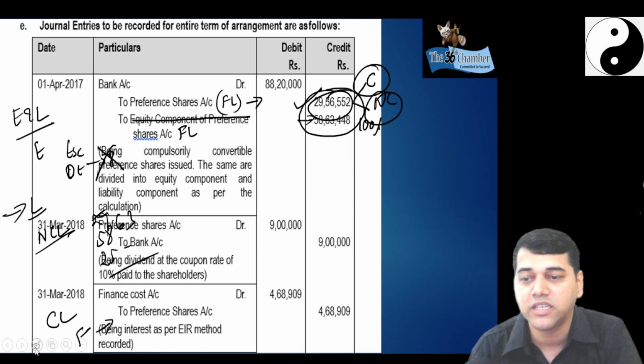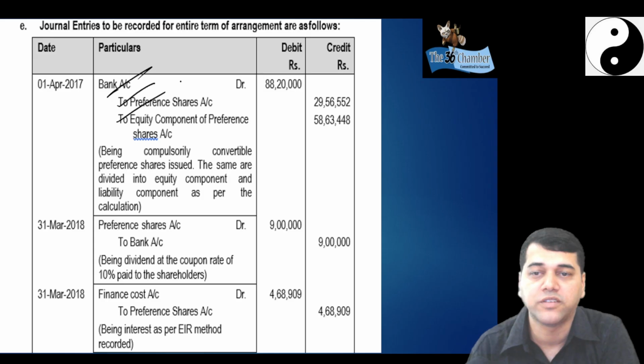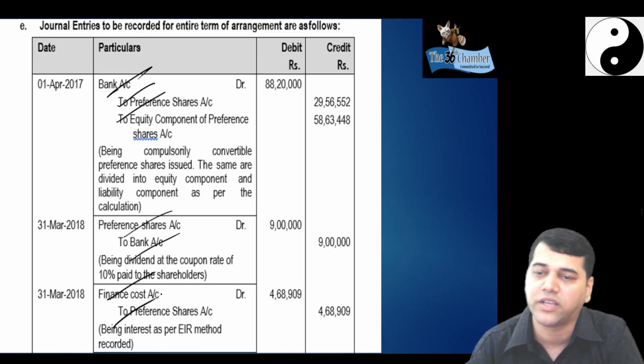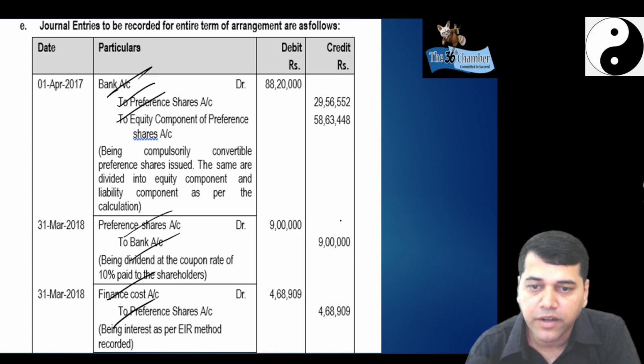Okay, so these are all my journal entries. First is bank to preference capital, preference capital to bank. Okay, they are split into two journal entries. We were doing a single journal.